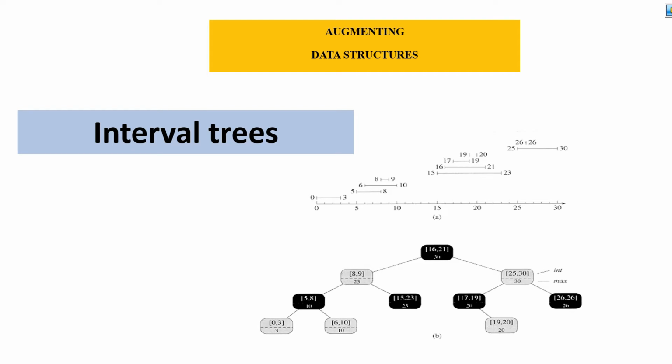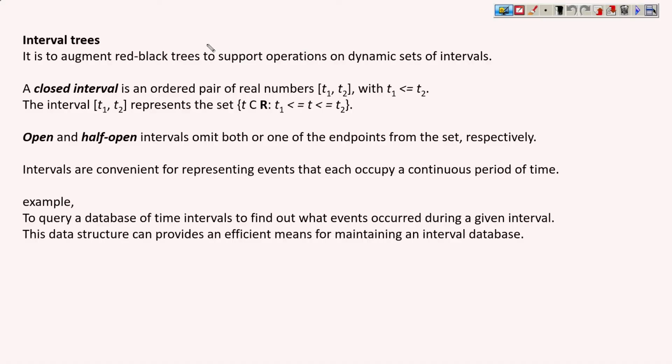So let's move. Interval trees are again a data structure achieved by augmenting red black trees. Here we have a dynamic set of intervals. In a normal tree we have a node, and a node basically has a key value. Now in interval trees, the node does not correspond to a single value, but represents a range of values, or an interval.